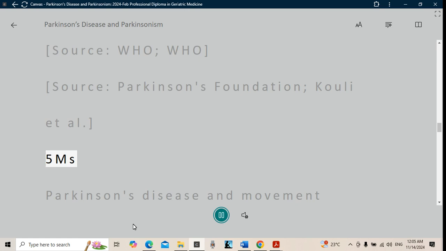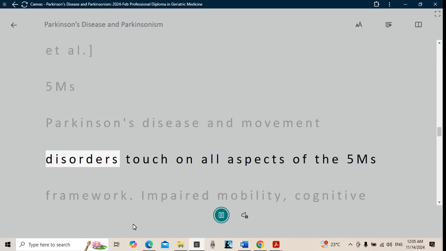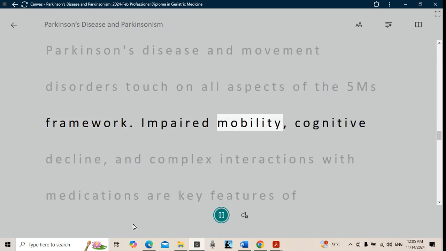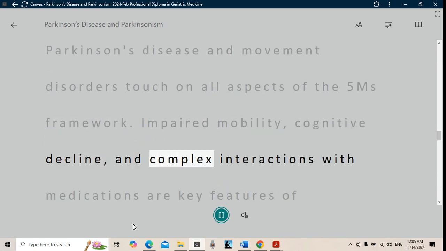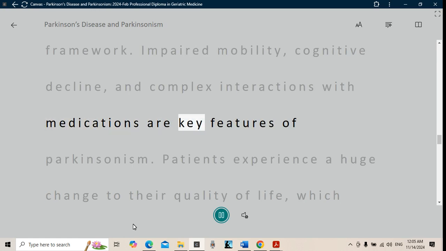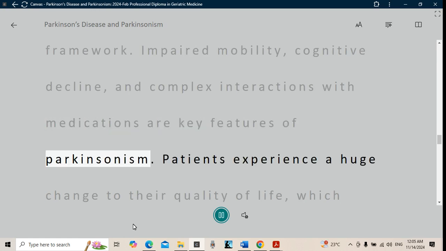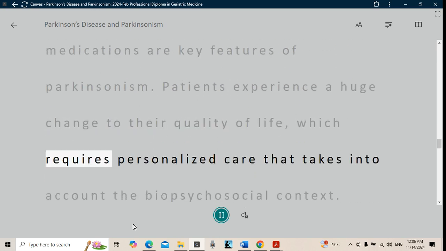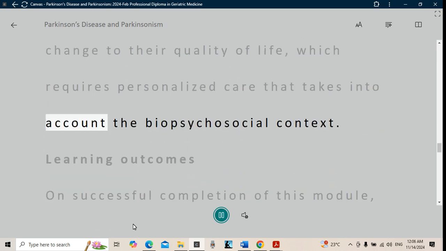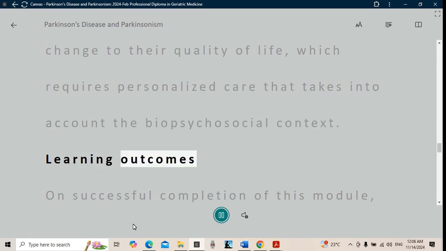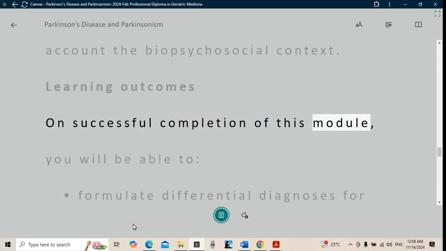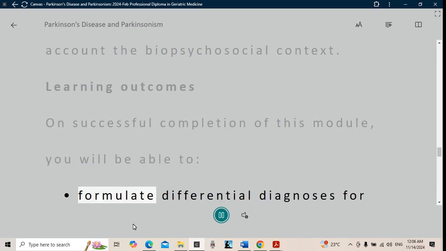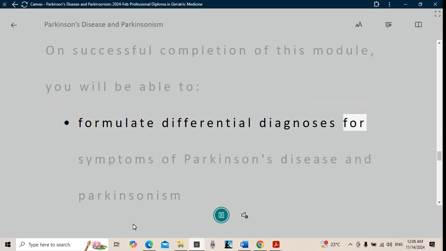5Ms. Parkinson's disease and movement disorders touch on all aspects of the 5Ms framework. Impaired mobility, cognitive decline, and complex interactions with medications are key features of Parkinsonism. Patients experience a huge change to their quality of life, which requires personalized care that takes into account the biopsychosocial context.